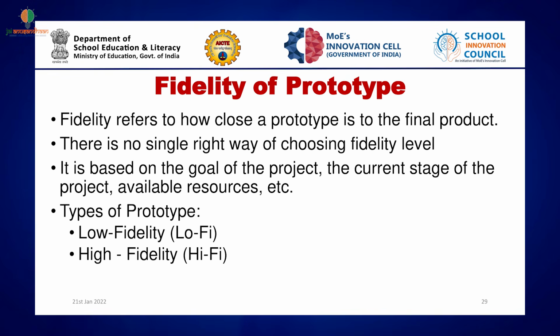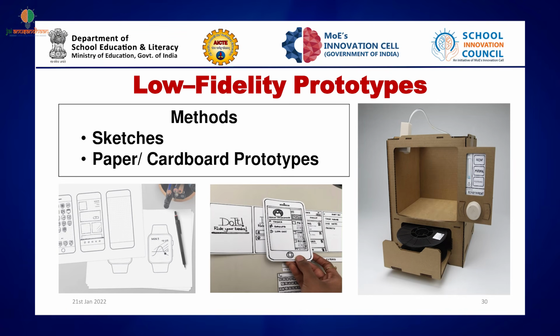So there are generally low fidelity prototypes and high fidelity prototypes, but there are no binary strict boundaries between the two. As I mentioned in the previous image, it's always on a spectrum, and that is what we will try to understand. So for example, paper, cardboard models, or just sketches can also fall in the category of low fidelity prototypes.